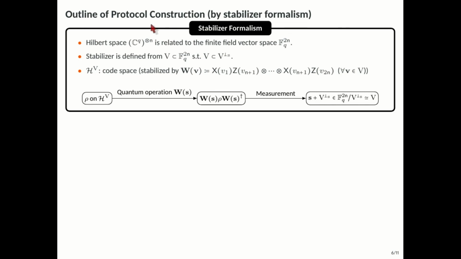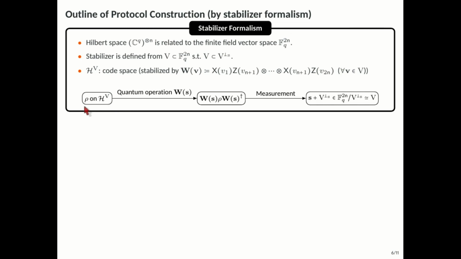First, the n-tensor system of q-dimensional Hilbert space is related to a 2n-dimensional vector space over finite field Fq. And then a stabilizer is defined from a self-orthogonal subspace V of the finite field vector space. And when this subspace V is determined, some Hilbert space called the code space is also determined. So with this code space, we can consider the following information processing task.